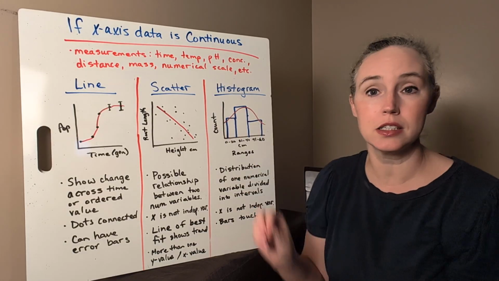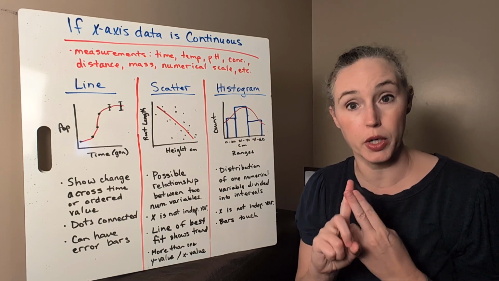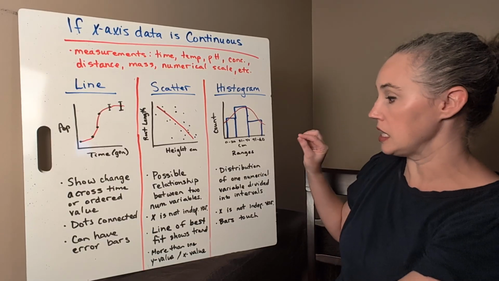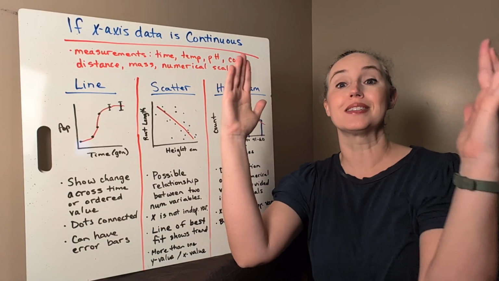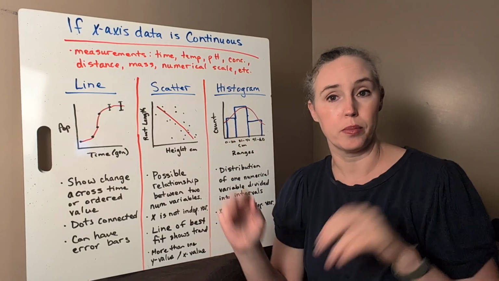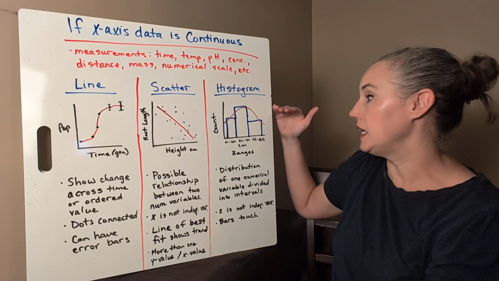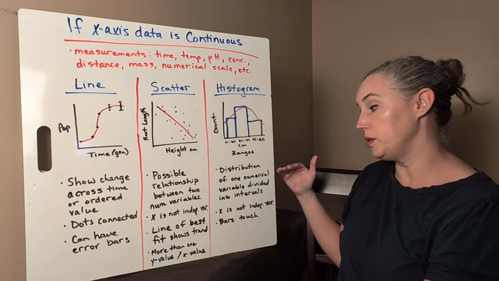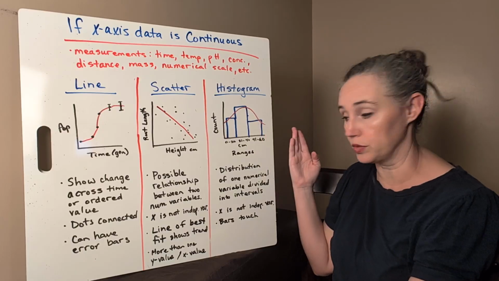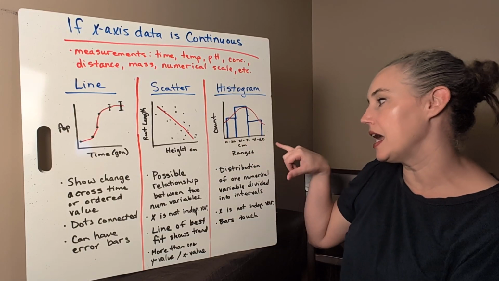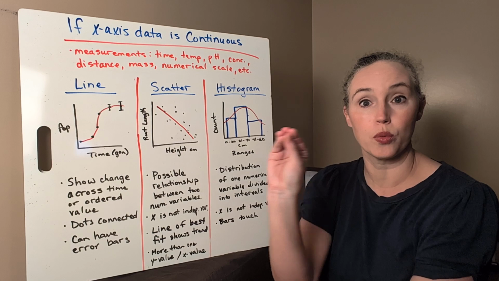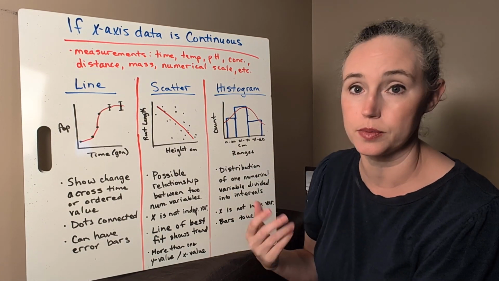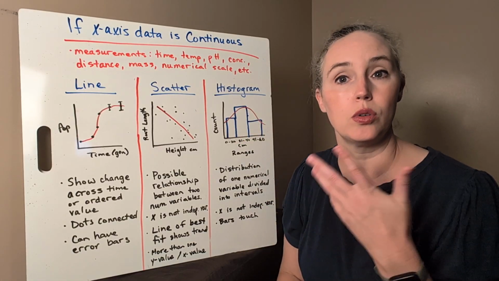And then your y-axis is always simply a count or frequency or quantity. It's like how many are in each range group. Also, the bars are stuck together. They're not separated because they're not separate groups. So here we're going to use a histogram if we're looking at the distribution of one numerical variable divided among intervals. And again, in this case, the x is just different ranges. It's not an independent variable. And again, in this case, the bars will touch. Sometimes you see a line to show a trend as well.